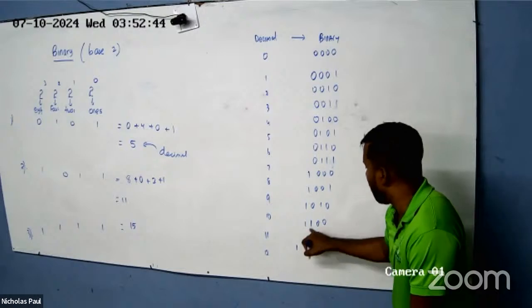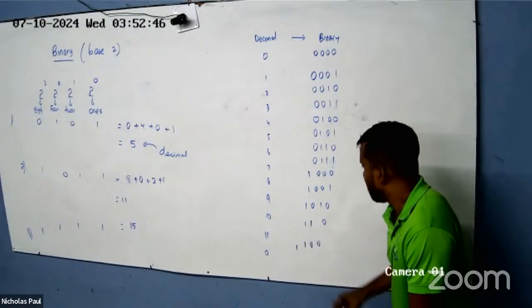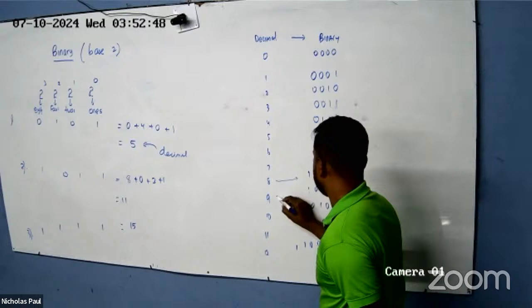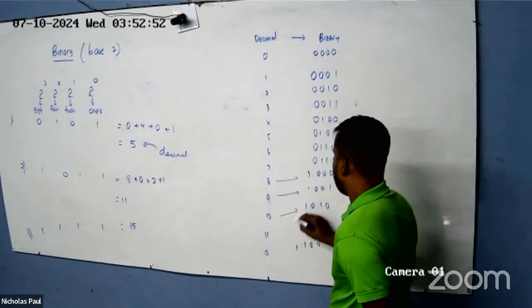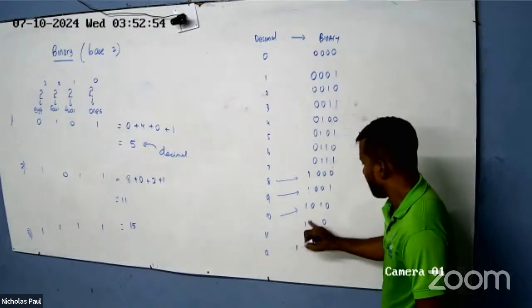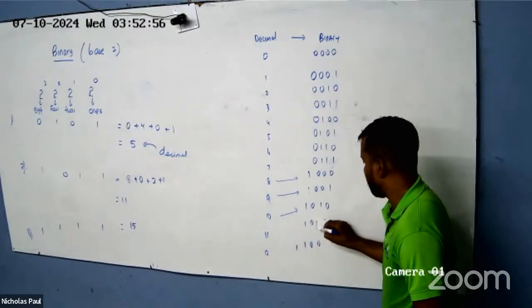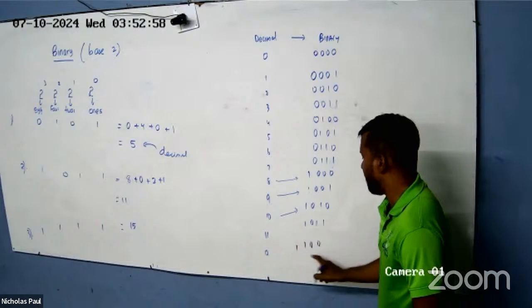8 is 1 0 0 0. This is 9, 1 0 0 1. This is 10, 1 0 1 0. And 11 is 1 0 1 1. Right, I'll leave it out. That's 11.